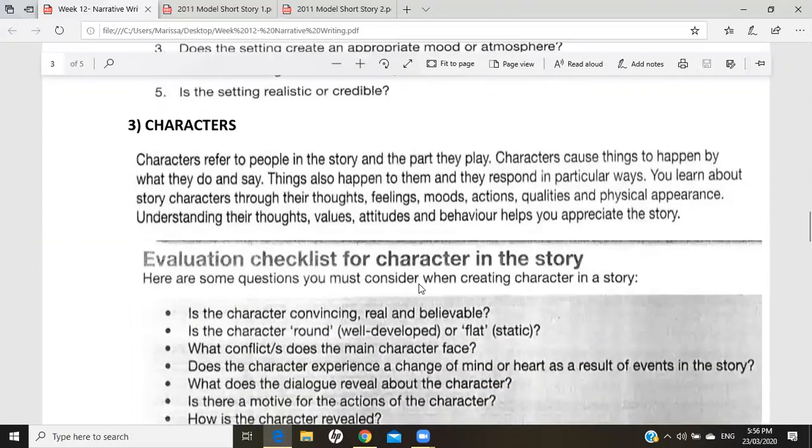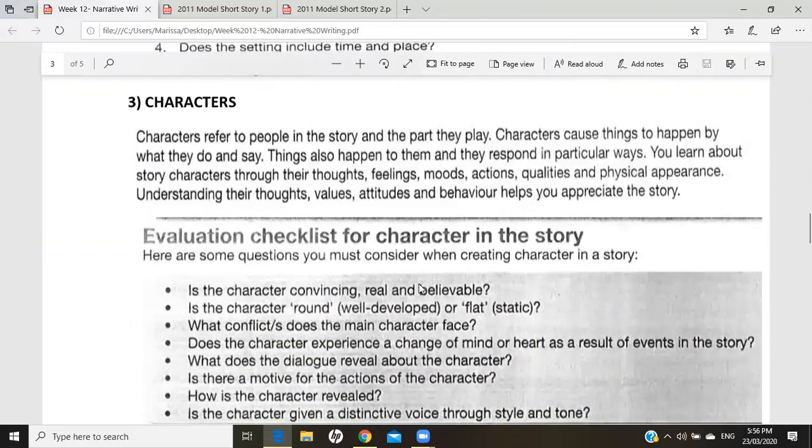Good. So the next element is characters. Some of us actually write stories where we forget to mention characters. And how boring is that? Have you ever watched a movie with no characters? That doesn't exist. You must have characters in your story, and you must mention them, and we need to know how your characters look as well.